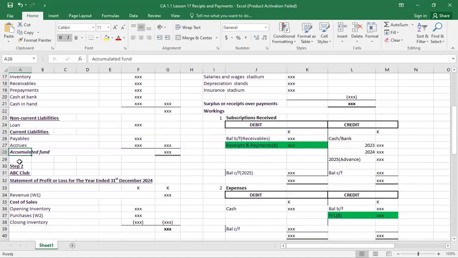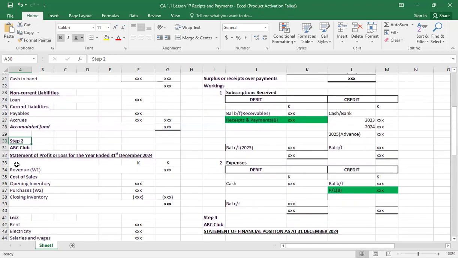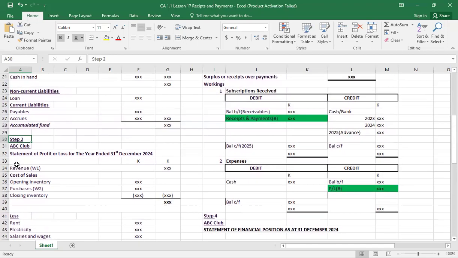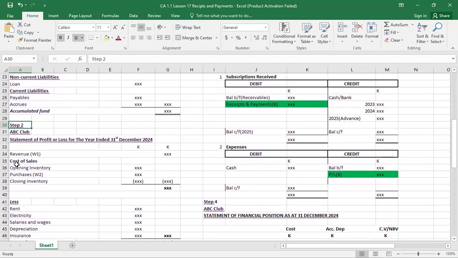And then step number 2, for the most part, in the exam, you're going to be coming across this situation, right? This is a club, it has got other incomes, for example, a bar. So that profit, that loss, that income from the bar has to be treated separately from the receipts and payments. So we need to first find the profit that's associated with the bar, and then we need to get that profit and include it as part of the receipts and payments account.